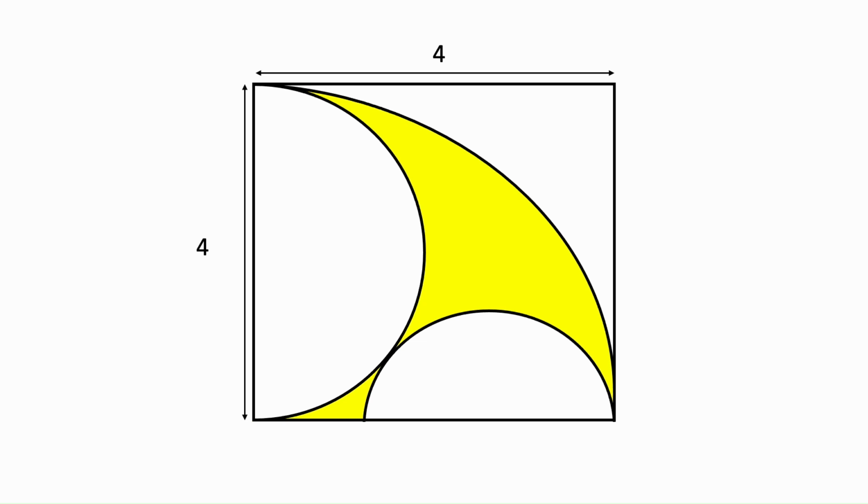Hello everyone, today we want to solve a geometry problem. In this problem, we want to find the area of the yellow colored region. Here we can see a square with two half circles in it and a quarter of a circle. Let's go and see how we're going to solve it.